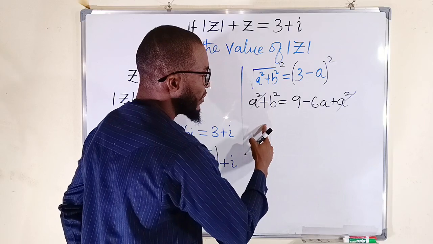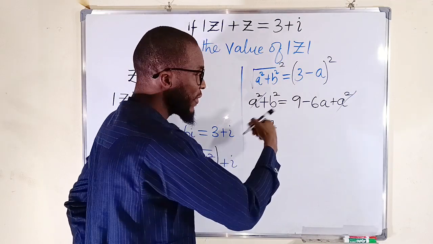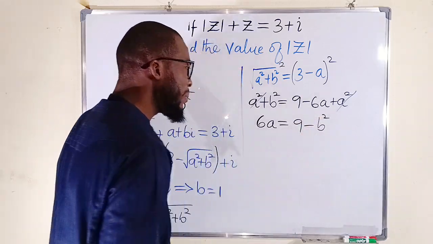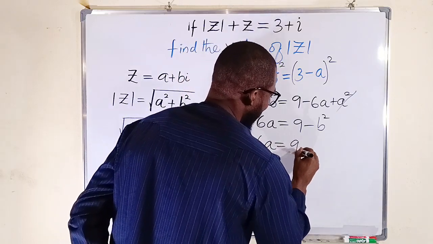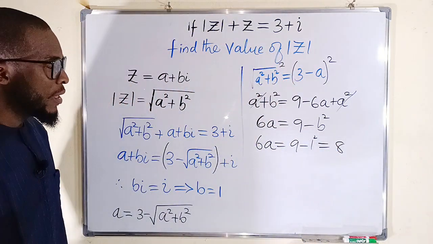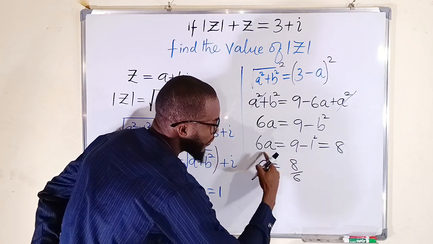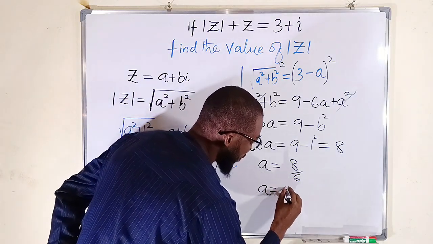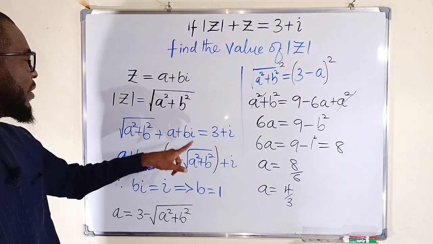And I can bring this one to the left and take this one to the other side. We have 6a. As 6a crosses over, it becomes positive. This is equal to 9 minus b squared. But remember that the value of b is equal to 1. So we have 6a equal to 9 minus 1, which is equal to 8, because 1 squared is 1. So therefore, a is equal to 8 divided by 6 if you divide both sides by the coefficient of a. And to the lowest term, you can see that a is equal to 4 divided by 3.